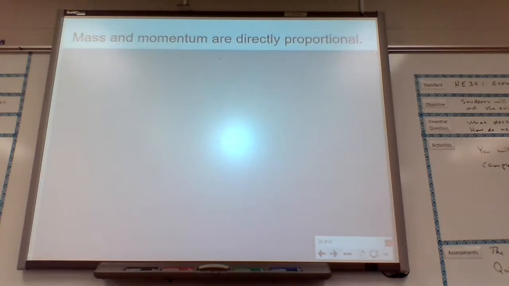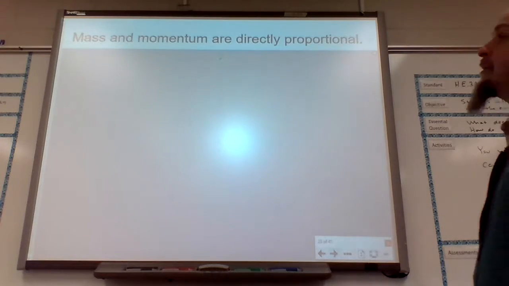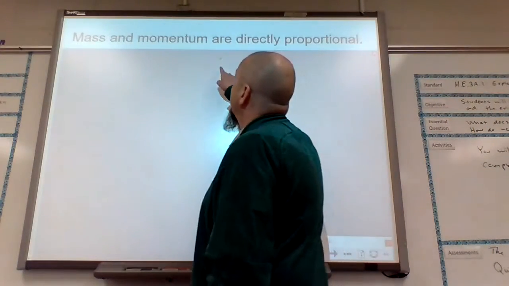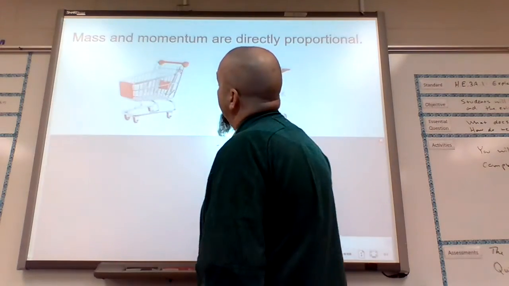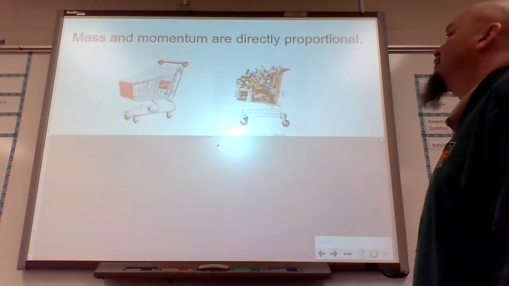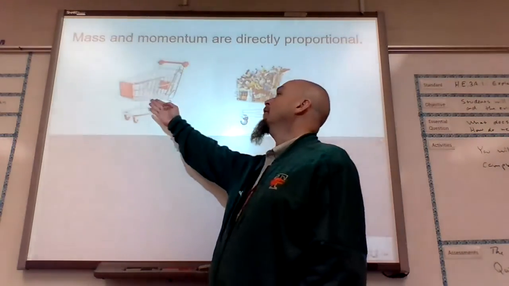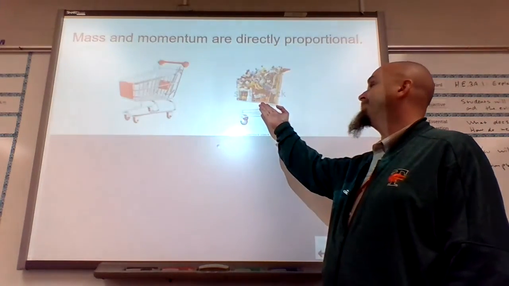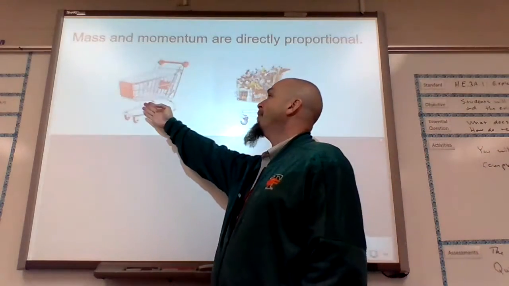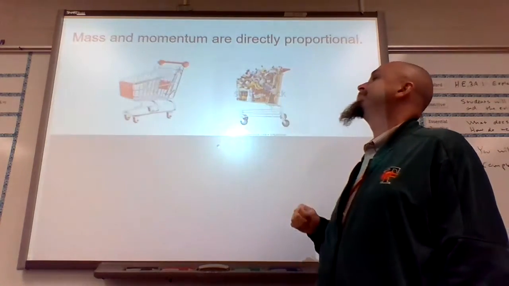If you had 8 times the mass, you'd have 8 times the momentum. If you had half the mass, you'd have half the momentum. Mass and momentum are directly proportional. And one of the examples that I did talk about in the inertia part of the first law was the empty shopping cart versus the full one. Lower mass, higher mass. Lower momentum, higher momentum.